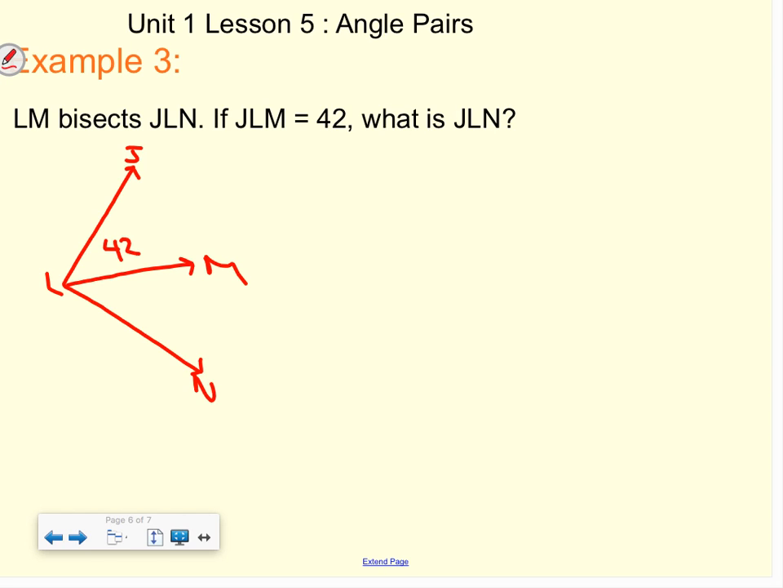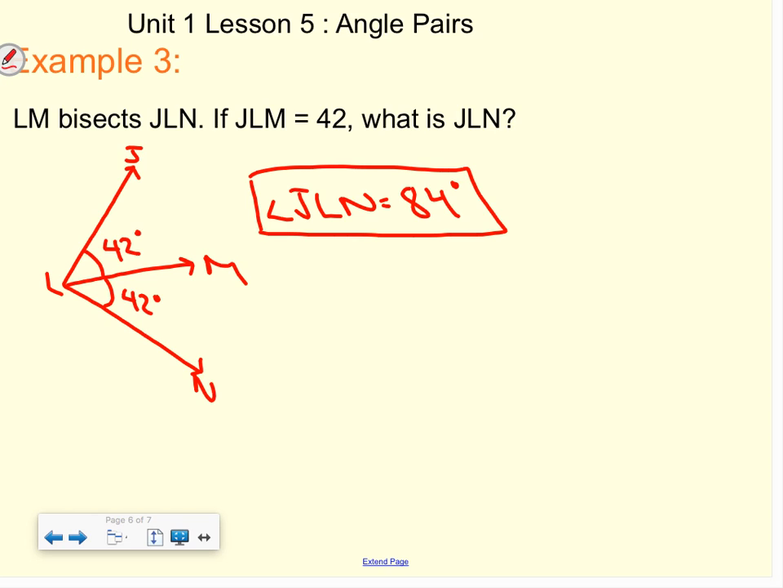So we've got some adjacent angles here, and I do know that if it bisects, it cuts this in half, which means this is also 42, which means angle JLN is equal to 84 degrees. All right, so that's it for angle pairs.